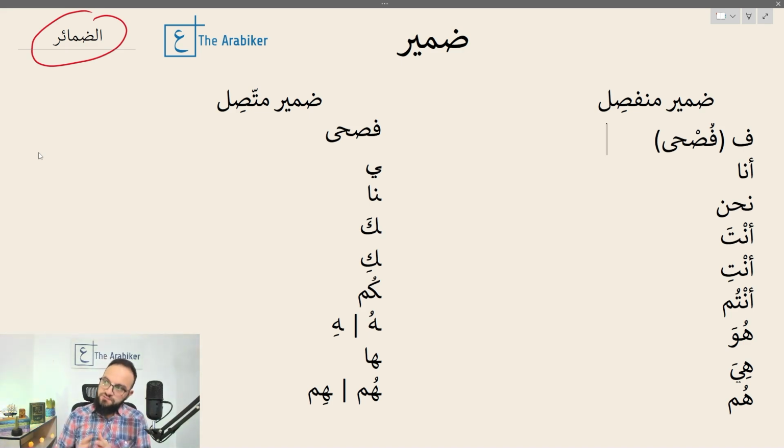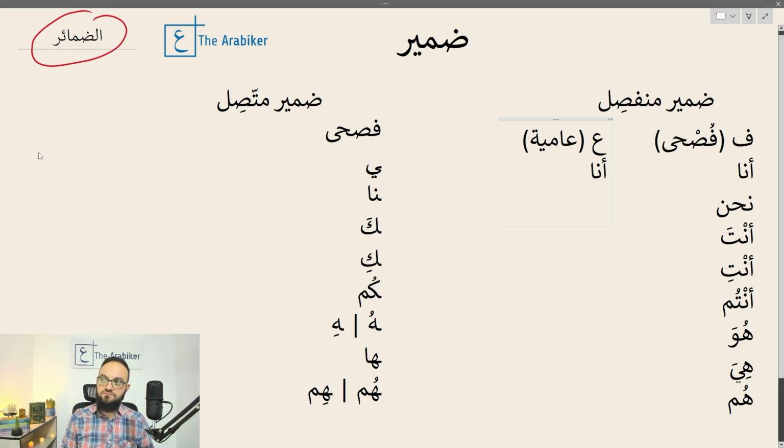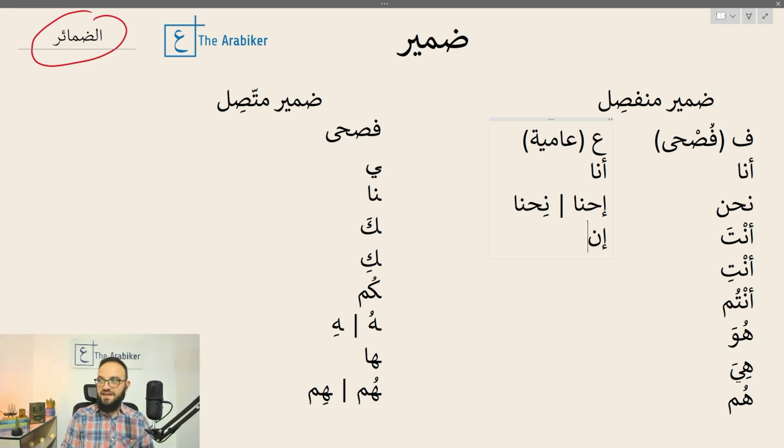And again, let's put them in the same way. The Ammiya, the spoken dialect, we will refer to it using the letter Ain, which stands for Ammiya. We have Ana, and I'm going in the same order. Ana, the same word, Ana. Nahnu is Ihna, or some people say Nihna. Anta, in dialect we say Inta. Tamam? And Anti, in dialect we say Inti. And Antum, in dialect we say Intu.